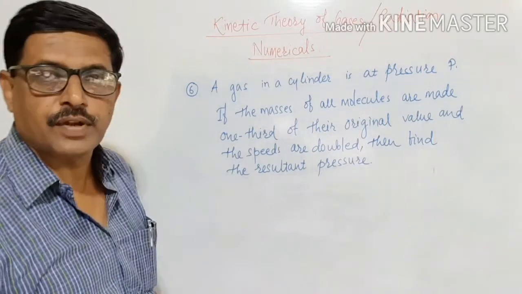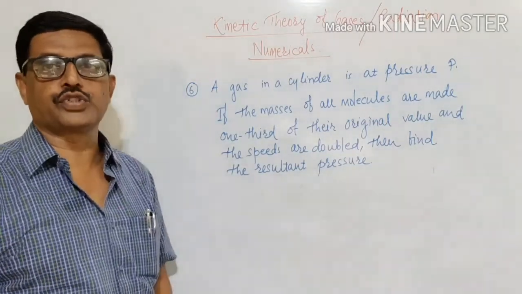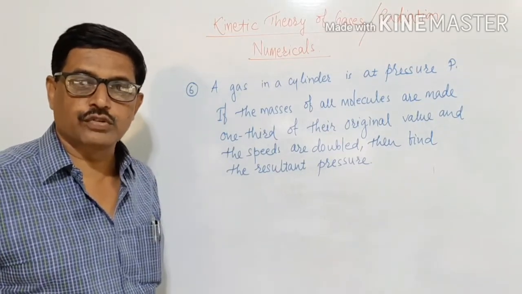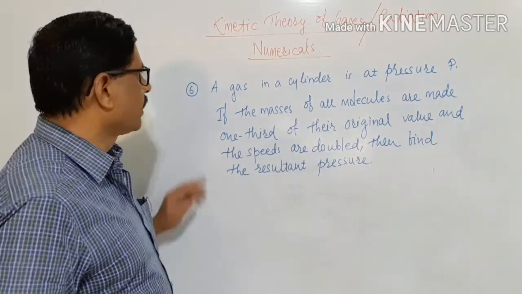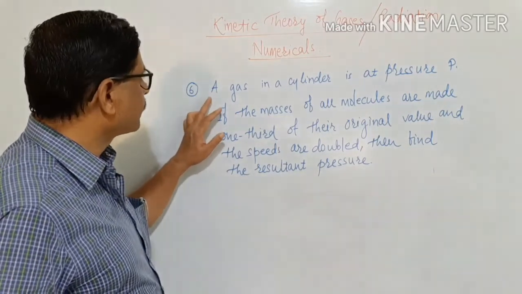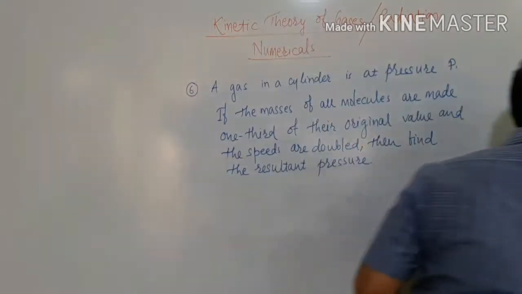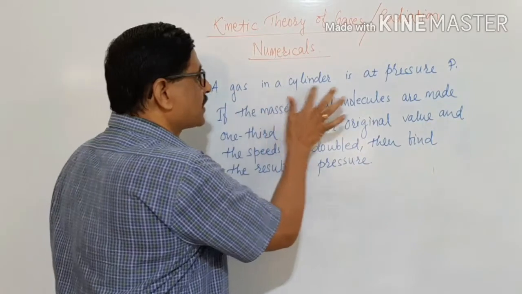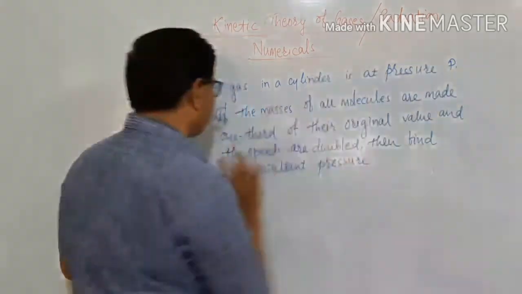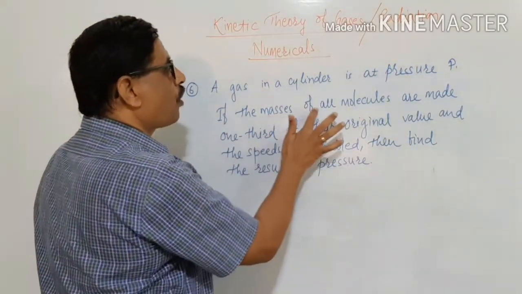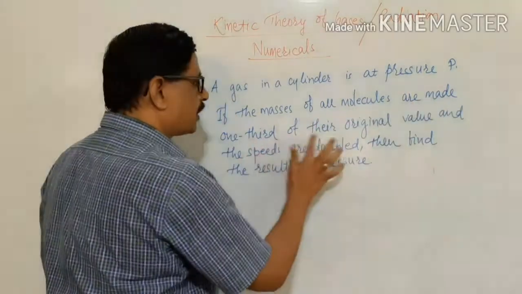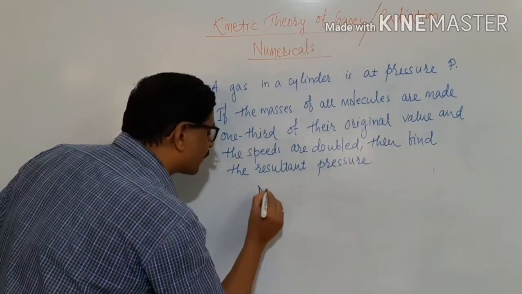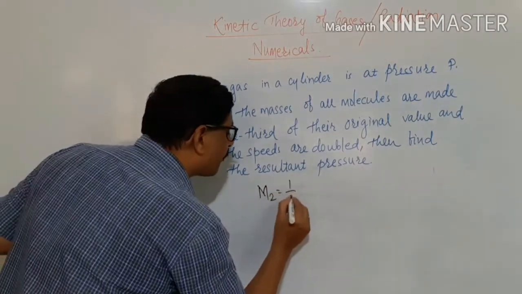We will read this problem first and then we will go for the solution of this one. Again, it is based on the pressure exerted by gas molecules on the walls of the container. What is the numerical here? A gas in a cylinder is at pressure P. If the masses of all molecules are made 1/3 of their original value, the total mass of gas molecule is made 1/3 of the original.